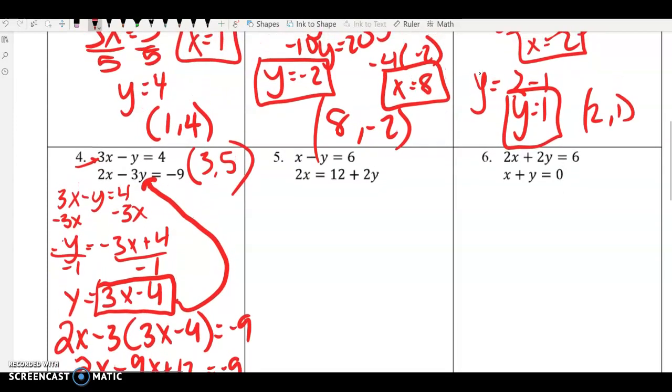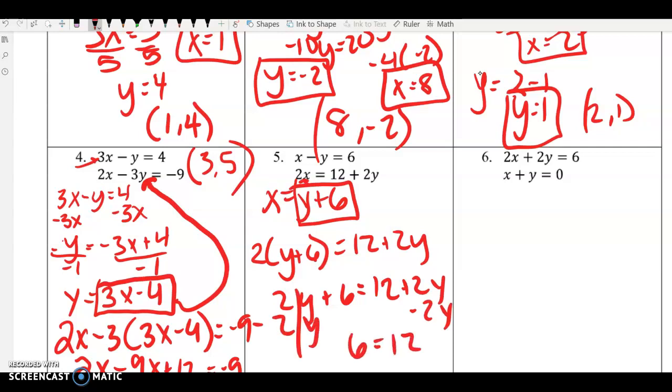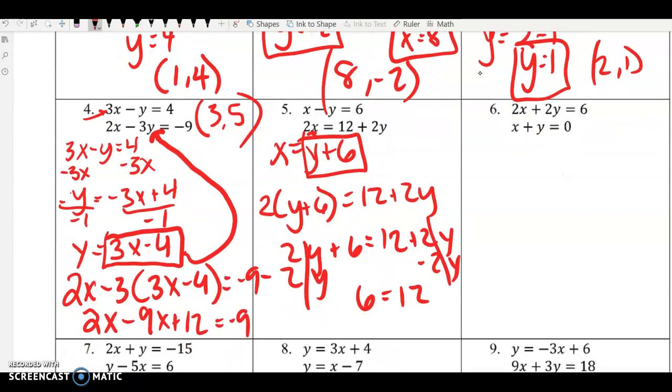Let's go ahead and try 5. I'm going to get x by itself. So I'm going to add y to both sides. I get x equals y plus 6. I'm going to go ahead and plug it into the other equation. 2 times y plus 6 equals 12 plus 2y. I get 2y plus 6 equals 12 plus 2y. Subtract 2y on both sides. I get 6 equals 12. Is that a true statement? No. So there are no solutions, which means if I put these in slope-intercept form, they should have the same slope. There are no solutions.